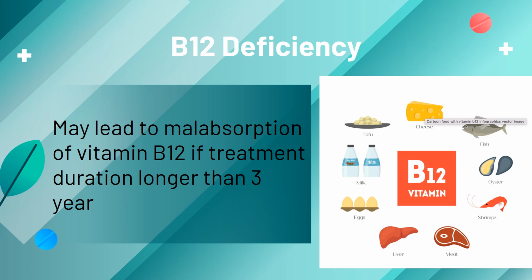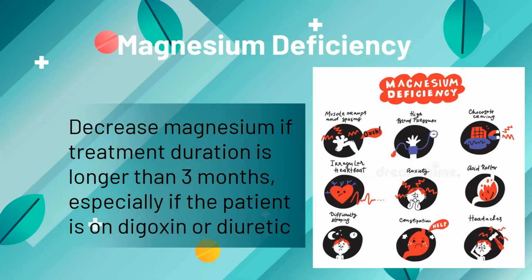Patients should be advised to consume diets that are high in vitamin B12 when taking this medication. Foods that are high in vitamin B12 are tofu, cheese, fish, milk, egg, meat, and shrimp.